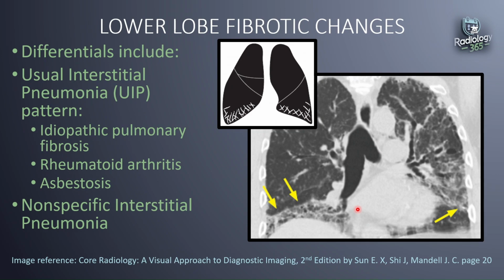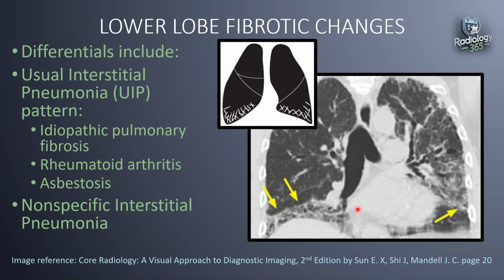When you have lower lobe fibrotic changes, some differentials that you can consider include idiopathic pulmonary fibrosis, rheumatoid arthritis, asbestosis. These will present with a usual interstitial pneumonia pattern of fibrosis. And then you can also have a differential like non-specific interstitial pneumonia as a thought.